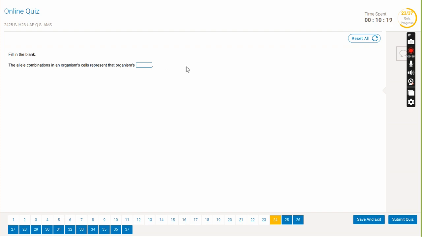So allele combinations in an organism, the cell represents the organism. So whenever there is an allele combination, what do we call that? That will be called the genotype.